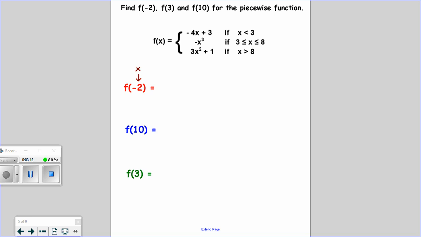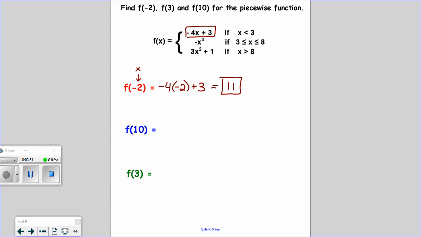-2 is less than 3, right? So this one would work in that first equation. And all that is telling me is, of those three options, which one I'm actually going to plug -2 into. And because it works in the first inequality, I use the first expression. And I just come and plug -2 into that expression. -4x, which I replaced with -2, plus 3. -4 times -2 is 8. Plus 3 is 11. We get 11.